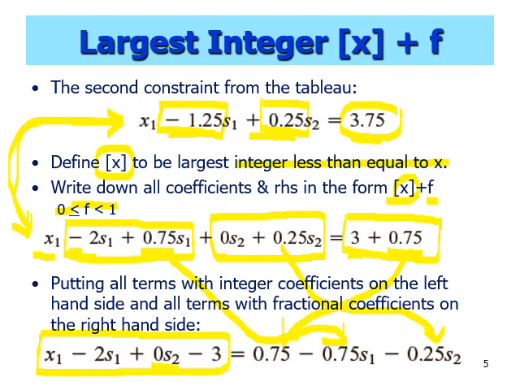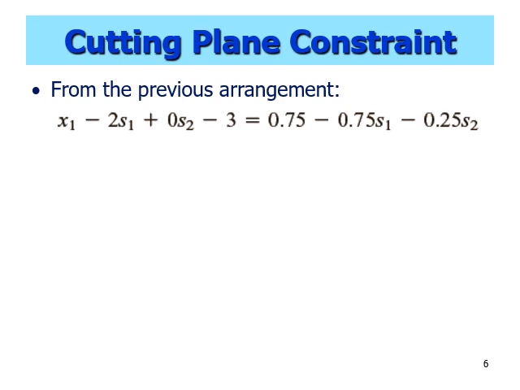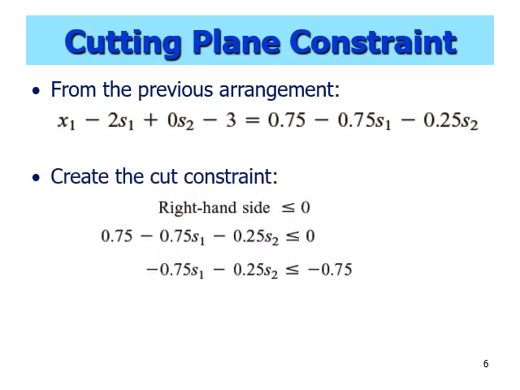Okay, so up to this step, that's what we've been doing. All integer coefficients on the left, all non-integer coefficients on the right. Now, once we have arranged the constraint into such form, the cutting plane algorithm is actually very simple.